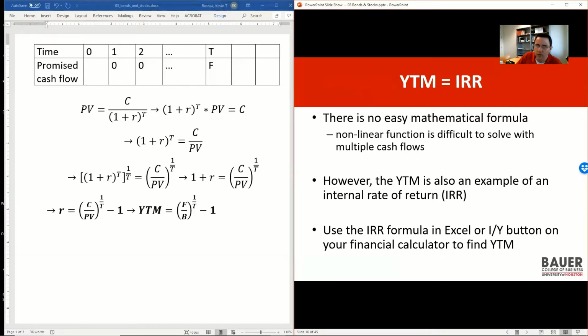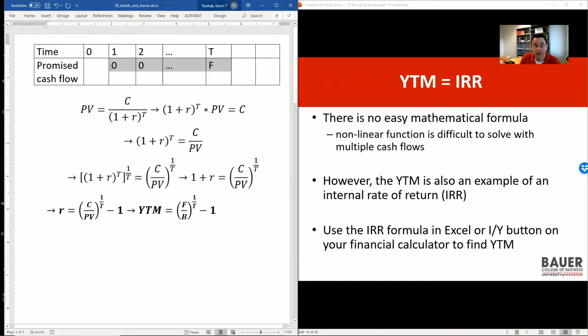If you've seen the IRR, which we'll see next week when we cover complementary measures to NPV, the internal rate of return acts very similarly. The internal rate of return is the thing that sets NPV equal to 0 for a stream of cash flows. And so for a bond, you've got the price of the bond, and then you've got all these promised cash flows. So the IRR would be the discount rate that makes those things equal to each other. So the NPV would be 0.